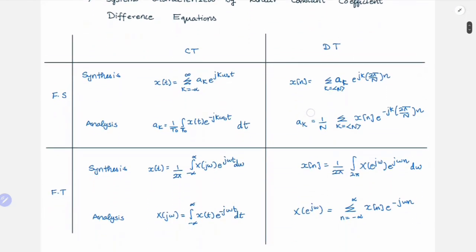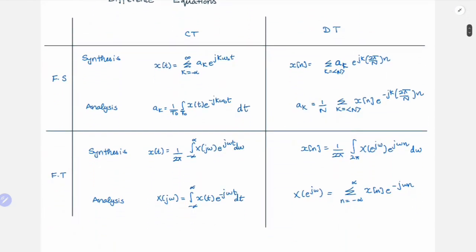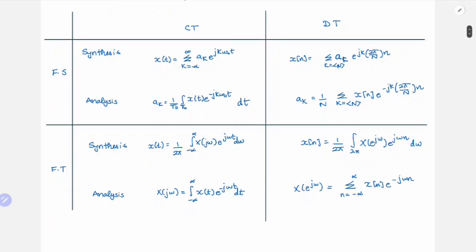So up until now we have seen 4 transformations, right? Of course, excluding Laplace transform analysis. In the Fourier domain only, we have seen 4 transformations. The first is the continuous time Fourier series. Second, we saw the continuous time Fourier transform. Fourier series is for periodic signals and Fourier transform is for aperiodic signals. And we also had the discrete time Fourier series and discrete time Fourier transform. And these are the synthesis and analysis equations for each of them.